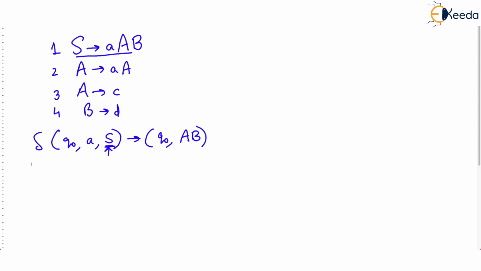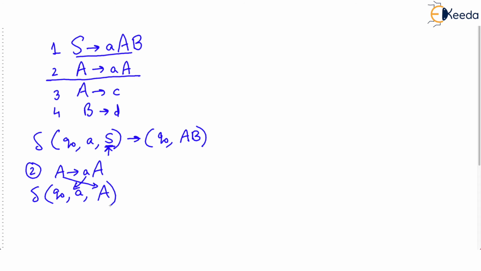Okay, let's take the second production. The second production was A derives aA. I am taking this production, A derives aA. How will you write delta for this? In Q0 state, when the machine reads a and top is A, then the machine stays in Q0. There is only one state. And what is written after this a, you observe? What is written after this a? Simply capital A. That is written over here. This becomes the second transition.